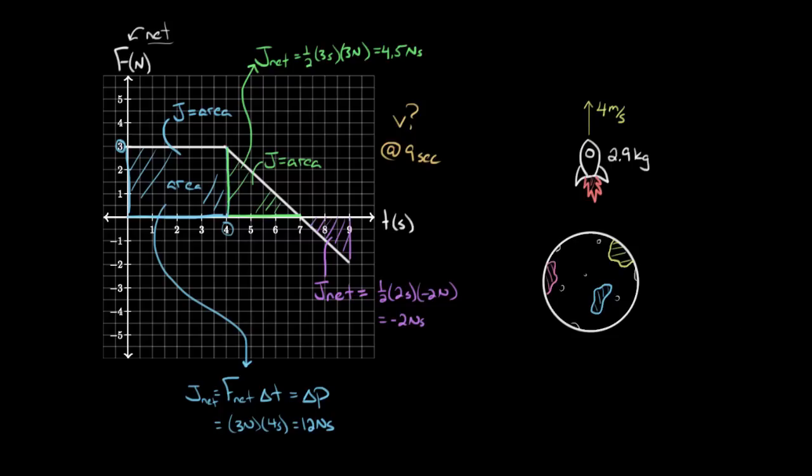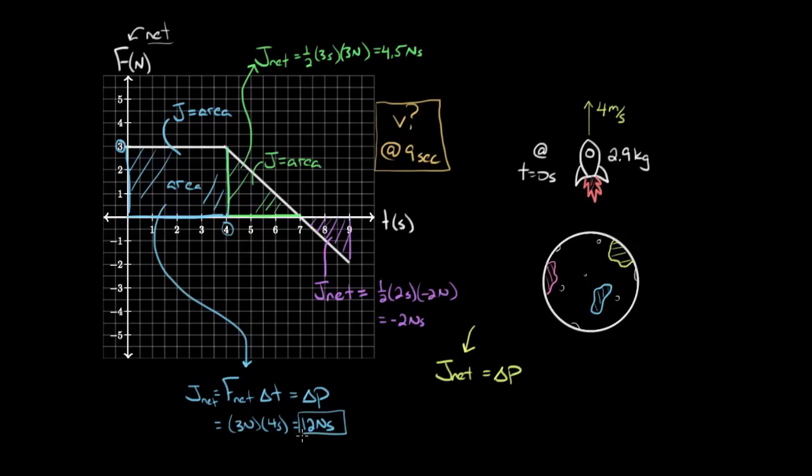And now we can figure out the velocity of this spaceship at 9 seconds. So assuming that this force readout started at this moment right over here at t equals 0 seconds was the moment when it was going 4 meters per second, then we can just say the total net impulse should equal the total change in momentum of this spaceship. And we can find the total net impulse by just adding up all the individual impulses.